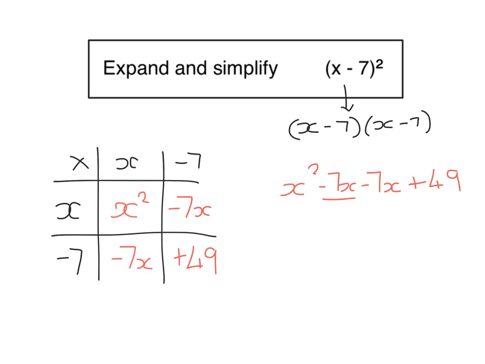So I've got x squared minus 7x minus 7x plus 49. So I need to put those two x terms together. So negative 7x, take away 7x, think of it on a number line. There's 0x, there's negative 7x, I need to take away another 7x. It's going further away from 0, it's going to be negative 14x. So altogether I'm going to have x squared minus 14x plus 49.